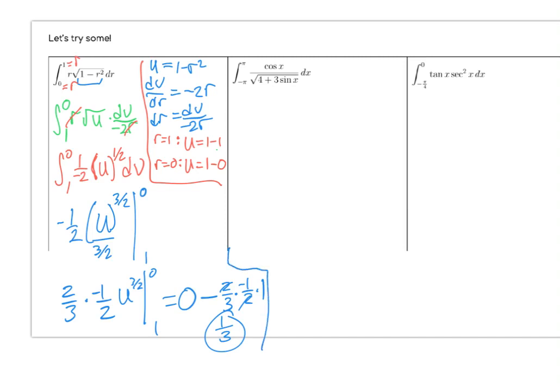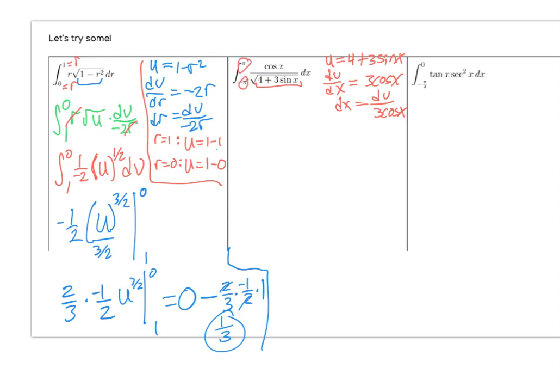All right. The second one of these, I'm going to argue, is still pretty reasonable to see what's on the inside, because I've got this weird function, and then it looks like I've got some kind of funky thing inside of a square root on the bottom. So let's take the stuff on the inside of the square root as our u. So u is 4 plus 3 sine x. Du dx is going to be 3 cosine of x, which means that dx is going to be du over 3 cosine of x.